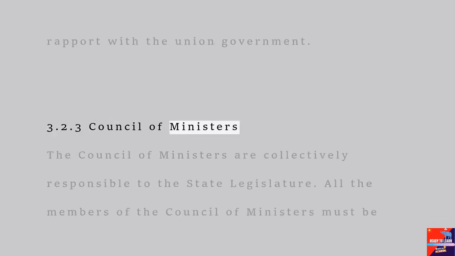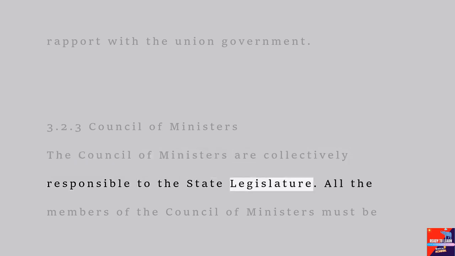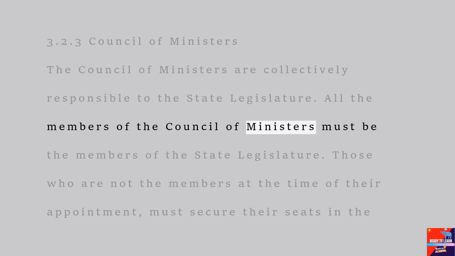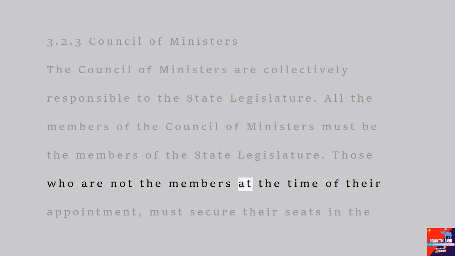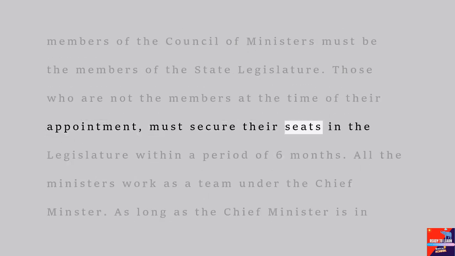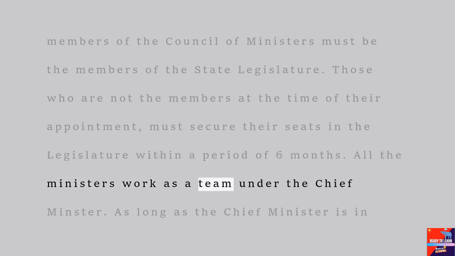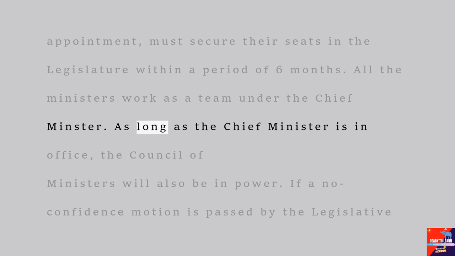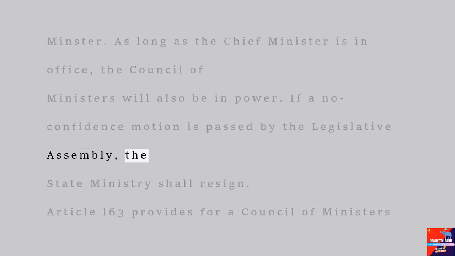3.2.3 Council of Ministers. The Council of Ministers are collectively responsible to the state legislature. All the members of the Council of Ministers must be the members of the state legislature. Those who are not the members at the time of their appointment must secure their seats in the legislature within a period of 6 months. All the ministers work as a team under the chief minister. As long as the Chief Minister is in office, the Council of Ministers will also be in power. If a no-confidence motion is passed by the Legislative Assembly, the State Ministry shall resign.